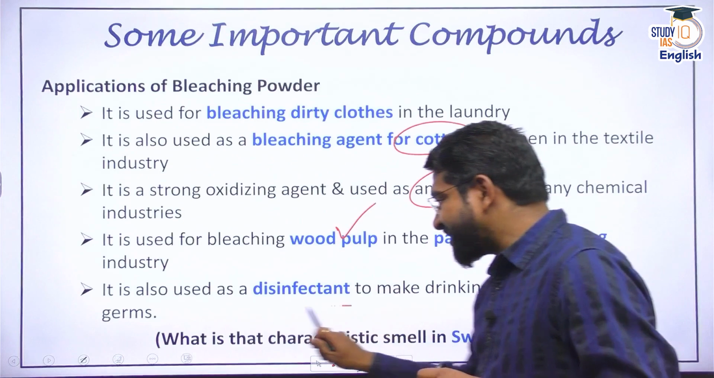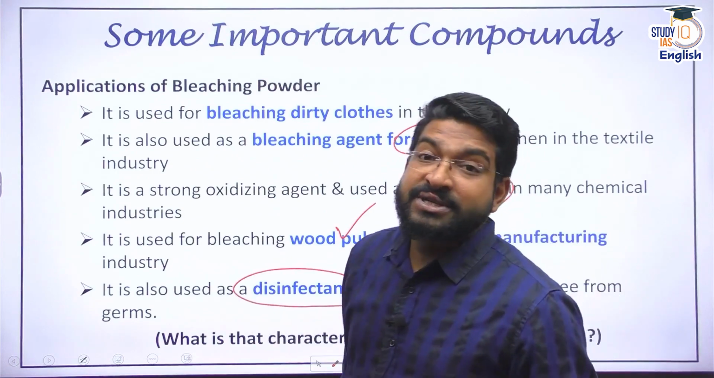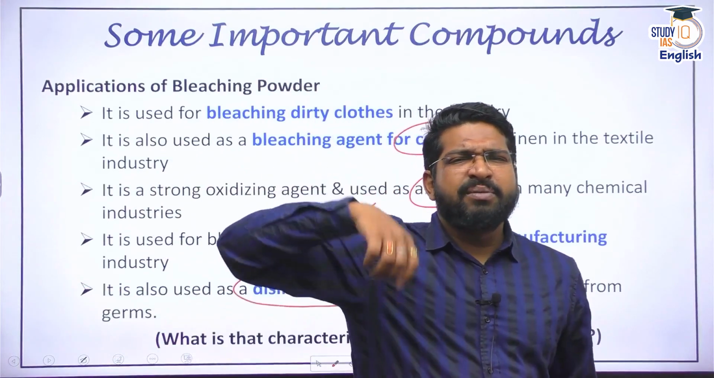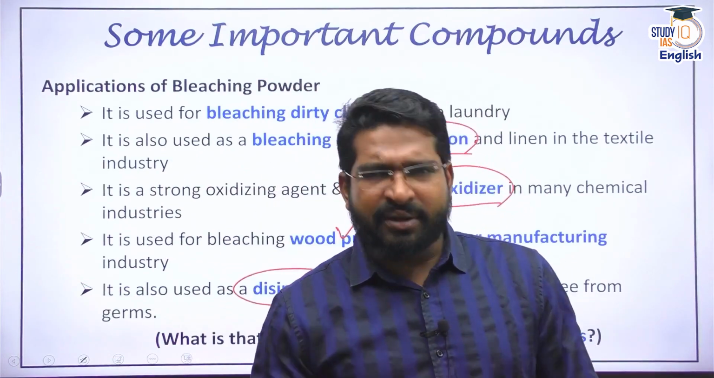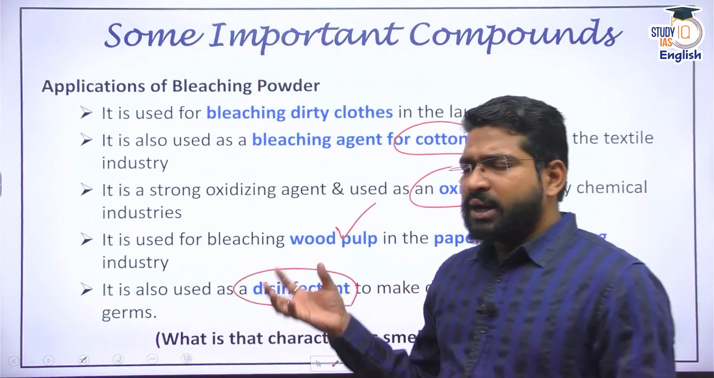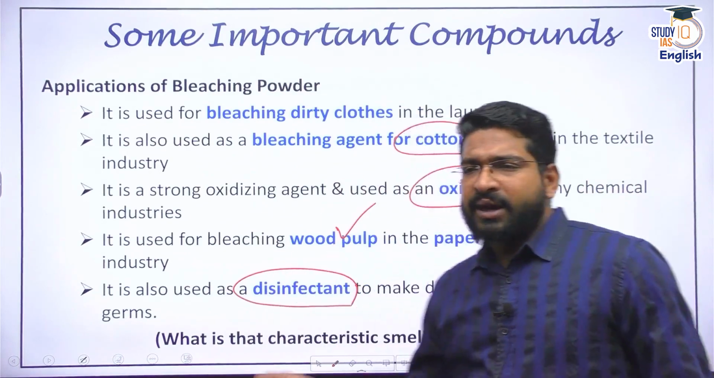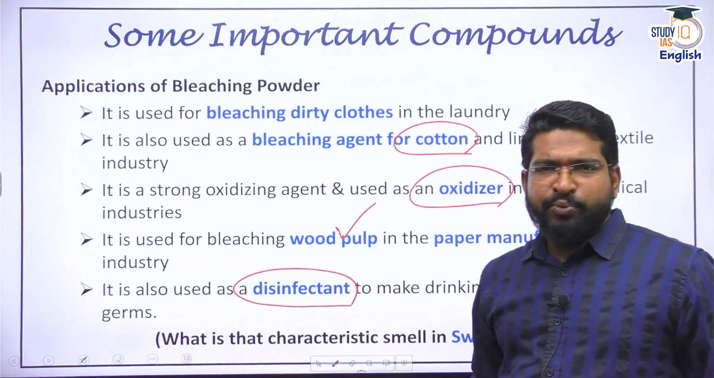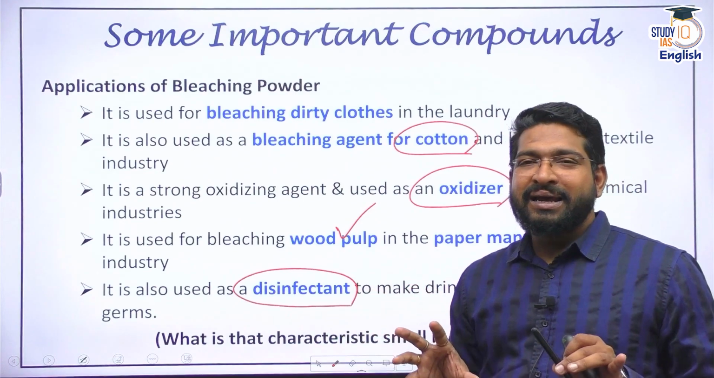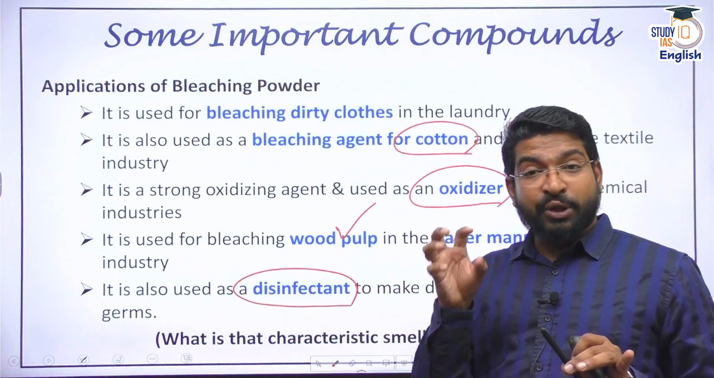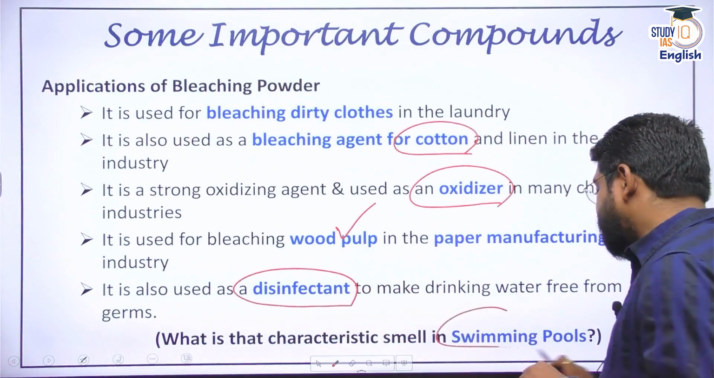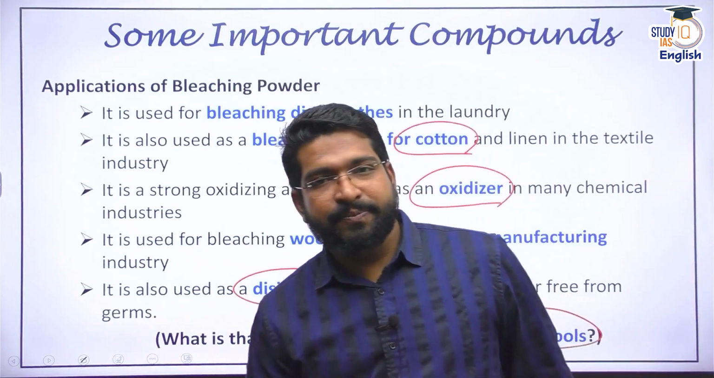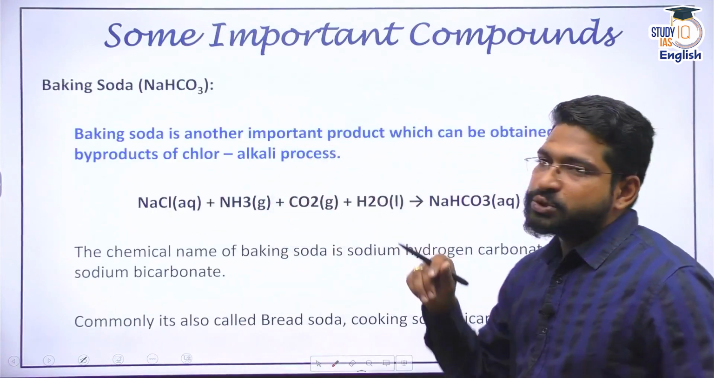It is also used as disinfectant to clean water. Your drinking water, you can simply add bleaching powder to it, let the bleaching powder react, and chlorine is released. Oxygen is also released there, and you will find that germs die. Many a times when you go to swimming pool, you have a characteristic smell. There also bleaching powder is used because chlorine gas is the characteristic smell that you find in your swimming pools. Bleaching powder.